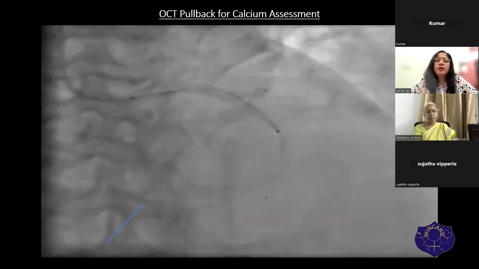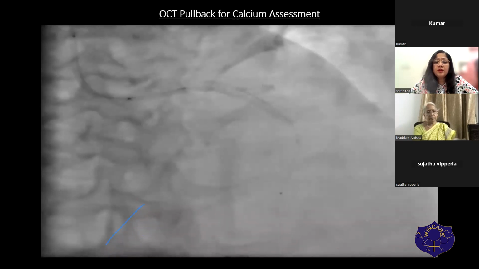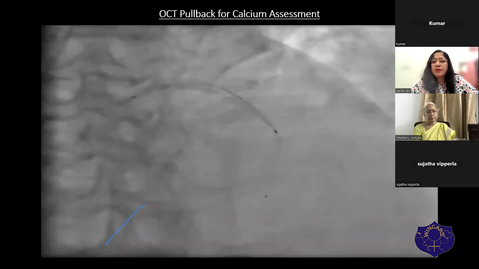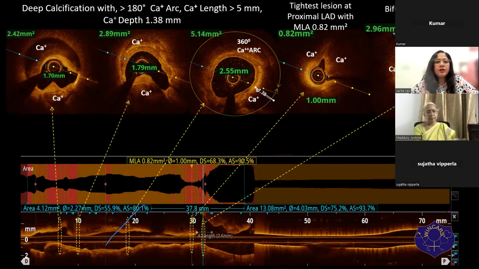So this was the OCT catheter being taken, and we took a pullback. You can see the amount of angiographic calcium, a huge amount of it. Now, what did we find when we did the OCT? Let's look. Very interesting. When you see the OCT, you see deep calcification at places greater than 180, at places even greater than 360. You can see the tightest area, you have 0.82.